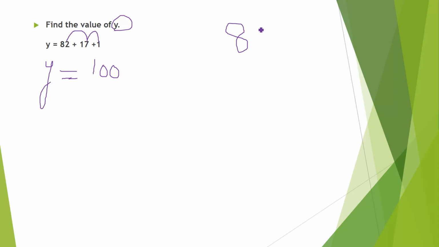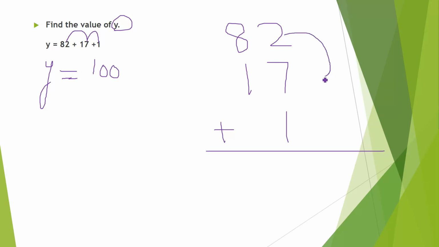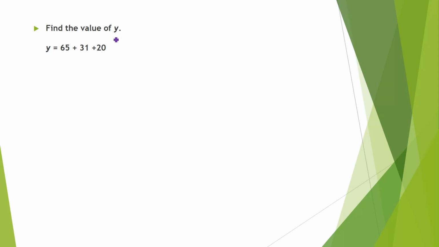So another way is 82 17 and 1. Now you have to add it. 2 plus 7 9 9 positive 1 10 and 1 carry 8 1 9 and 10. So 100. Third question is find the value of y again.